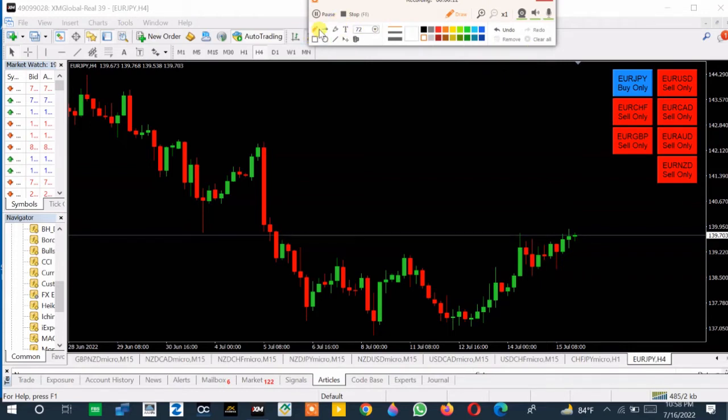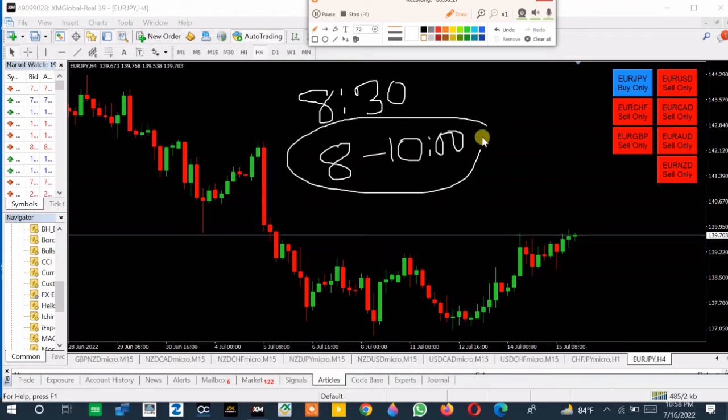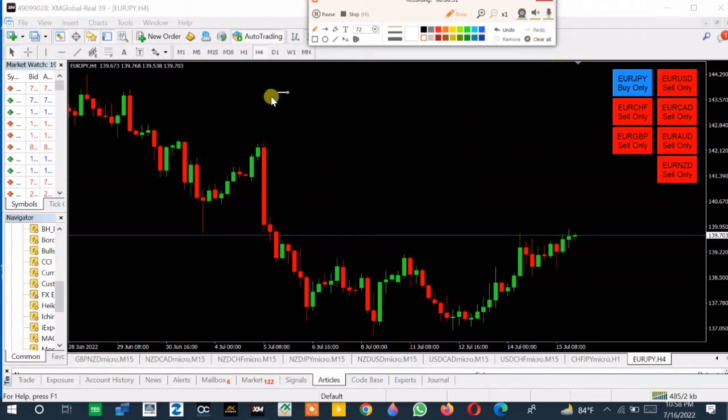Suppose the server time now is 8:30. We need to open the MT4 platform between 8 and 10 server time. Again, 8:00 server time to 10:00, within this time we need to open the MT4 platform.